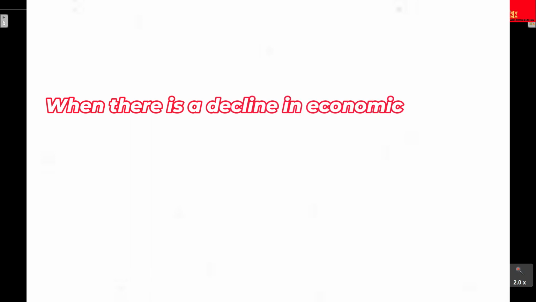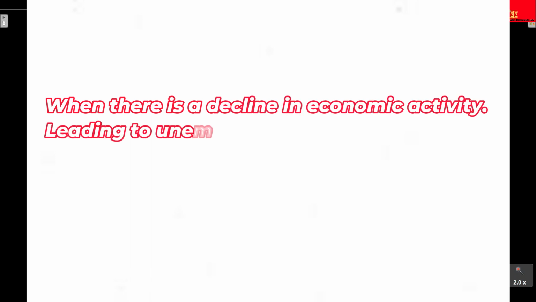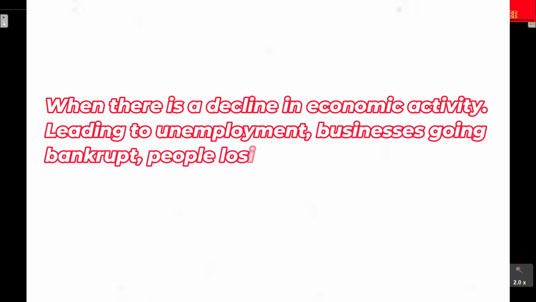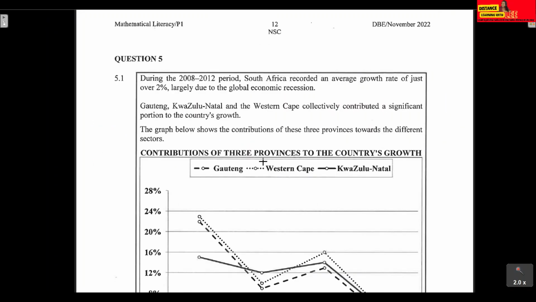When people are unemployed, we know that people lose their homes because they can't pay for their bonds, and also businesses go bankrupt. Why? Because now people don't really have buying power, or don't have the capacity to go to shops and buy. So that is what we are talking about when we're talking about economic recession.